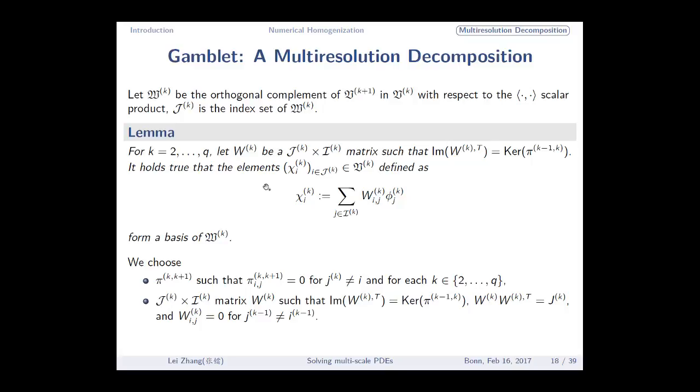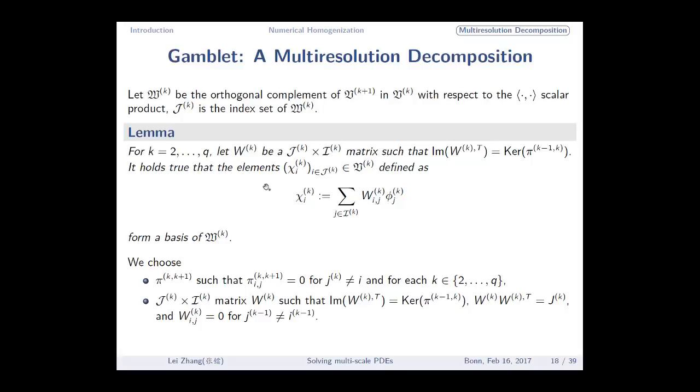Now we can have this construction. From the basis at the kth level, we have this linear mapping. We call this matrix W, and it maps from the basis at the kth level to the orthogonal complement of Vk minus 1, the coarse basis, in the fine basis. So we have this linear relation, and this forms the basis of Wk.